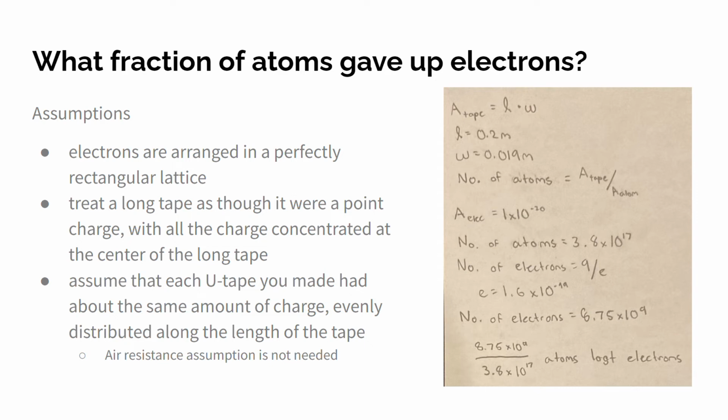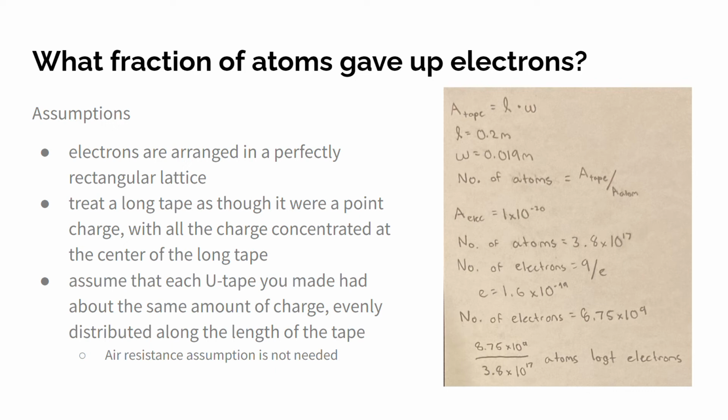This is a challenge problem from the lab, calculating the fraction of atoms that gave up electrons. To do that, we calculated the area of the tape, length times width, as well as the area of an atom, which was given in the lab instructions. We divided the area of the tape by the area of an atom to get the number of atoms if they were perfectly arranged in a rectangular lattice. Then we took the charge that we calculated from the last part and divided it by the charge of a single electron to get the number of electrons that were given up to create this charge. And we create a fraction with the electrons as the numerator and the atoms as the denominator.